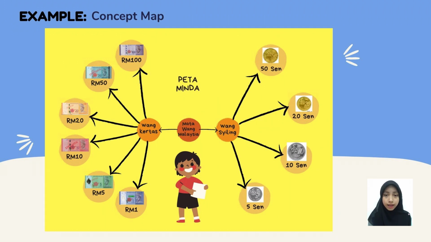Lastly, add another connector from each idea so that the students can write down examples of the banknotes and the coins that they know and have already seen from their group discussion. So here we have for banknote examples 100 ringgit, 50 ringgit, 20 ringgit, 10 ringgit, 5 ringgit, and 1 ringgit. While for the coins, we have 50 cent, 20 cent, 10 cent, and 5 cent.